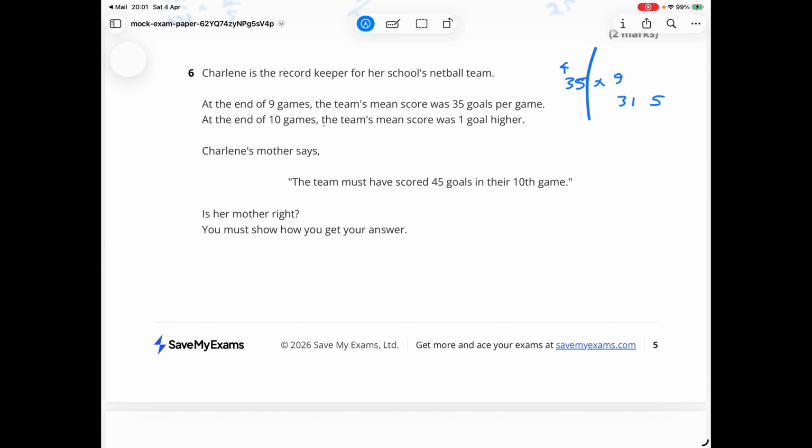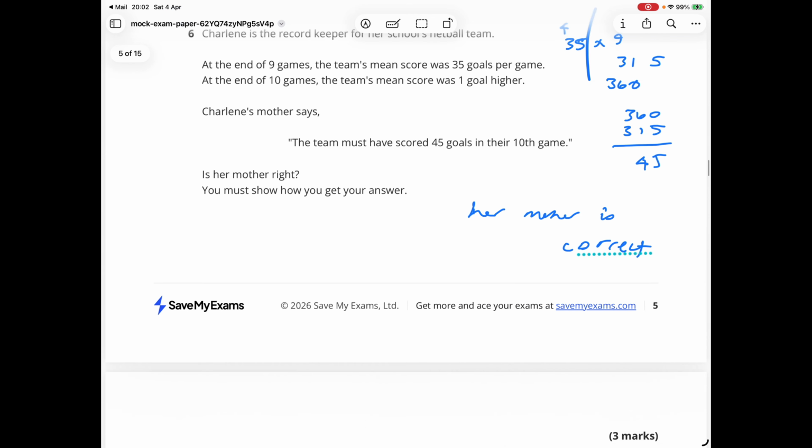At the end of 10 games, the team's mean score was 1 goal higher. So that means they got 360, because it was 36 across 10 games. Charlene's mother says the team must have scored 45 goals in their last game. 360 minus 315 is 45. And although this seems as though it shouldn't be right, her mother is correct. So you just find the totals in both cases.